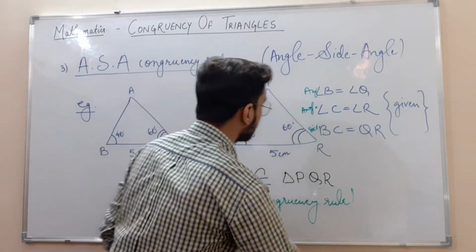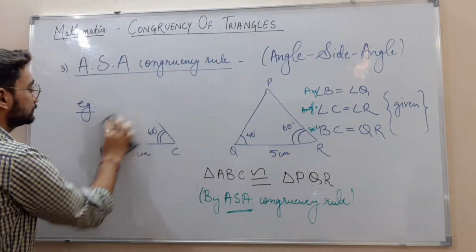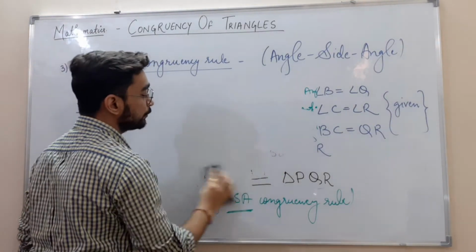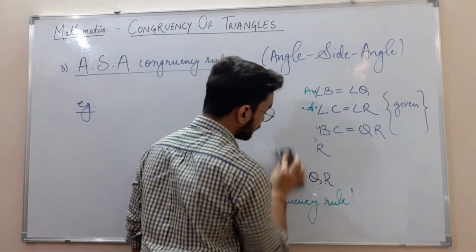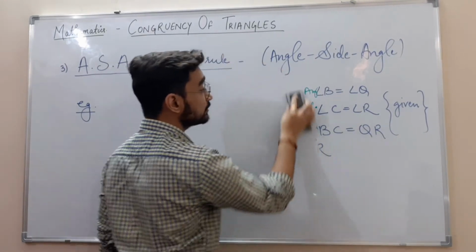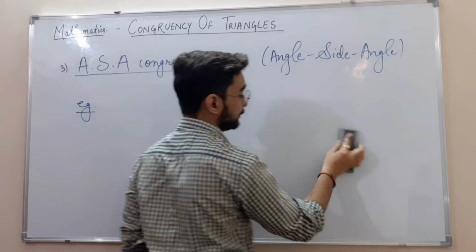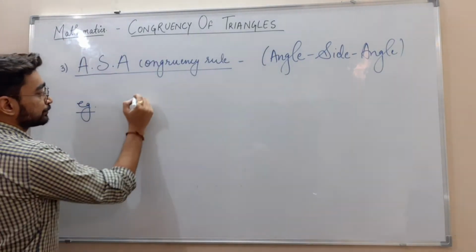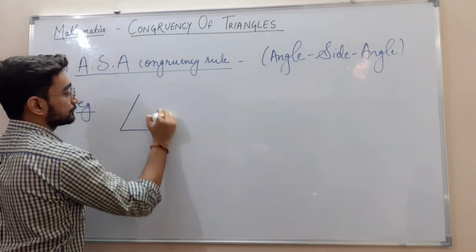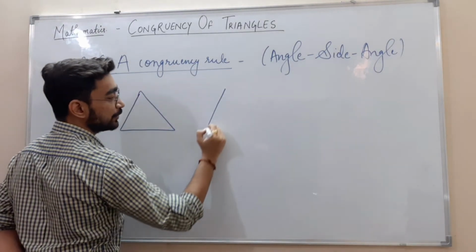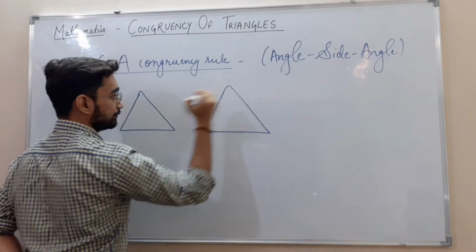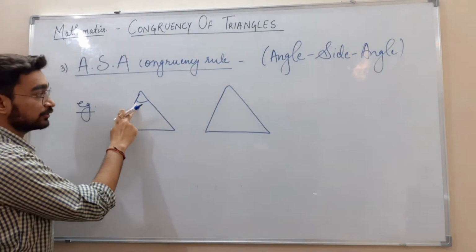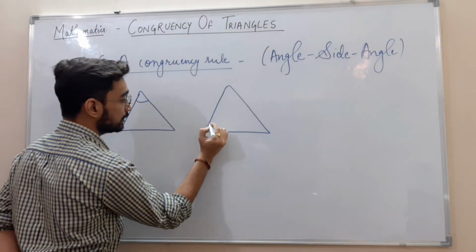Let's check some more examples. Some normal examples I will give you now. How can you say whether these two triangles are congruent by using the ASA property or not. Check now. If two triangles are given to you here like this, angle, one line is equal to this angle.